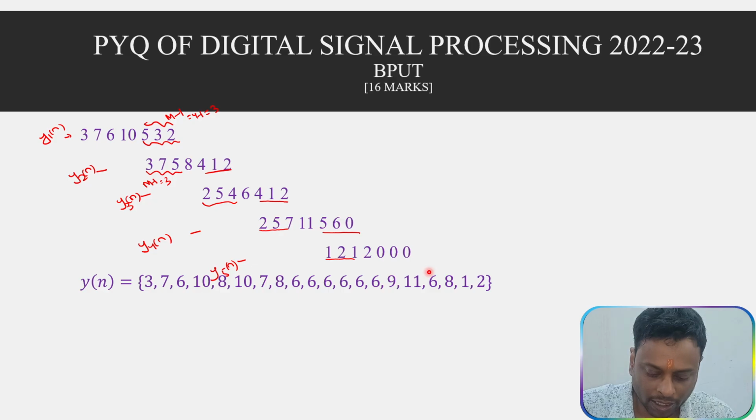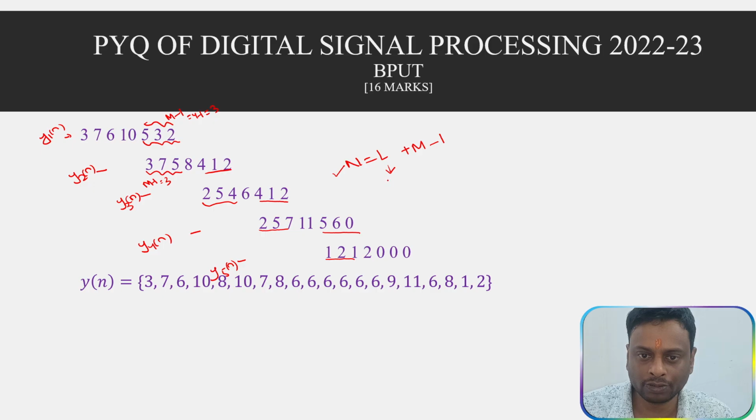So the total number of output samples, according to the formula, let us see what is the formula? N equal to L plus m minus 1. This is the formula for finding out the output length. L is the length of x of n, that is given as I think 17. 17 plus the impulse response length, which is 4, minus 1, so total will be 20. So the output will have length 20.